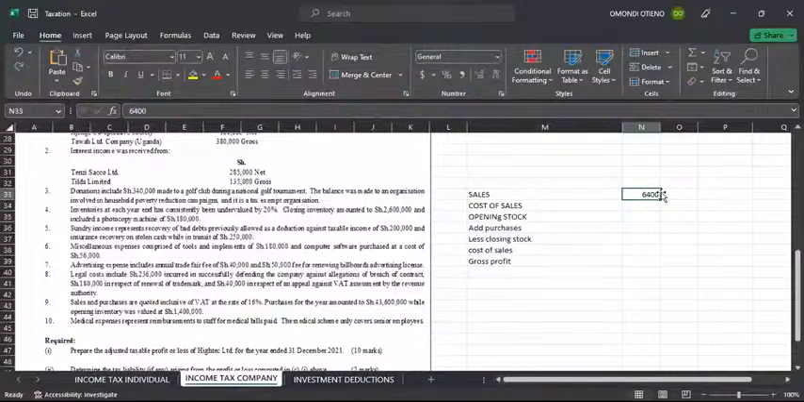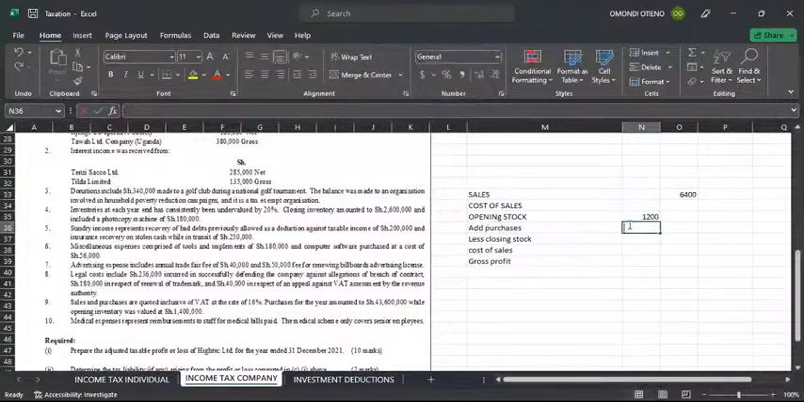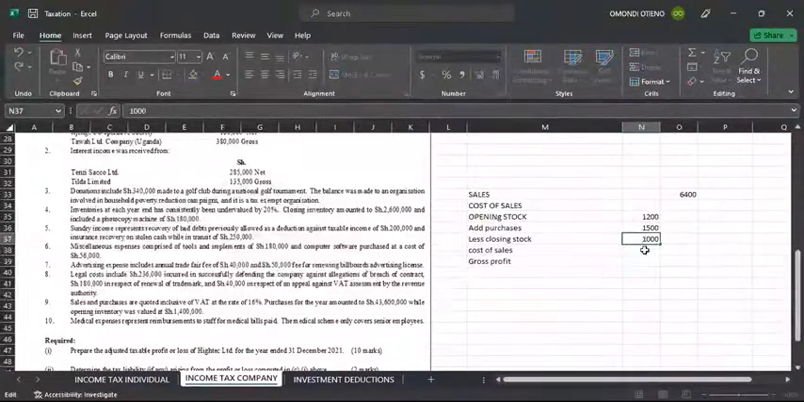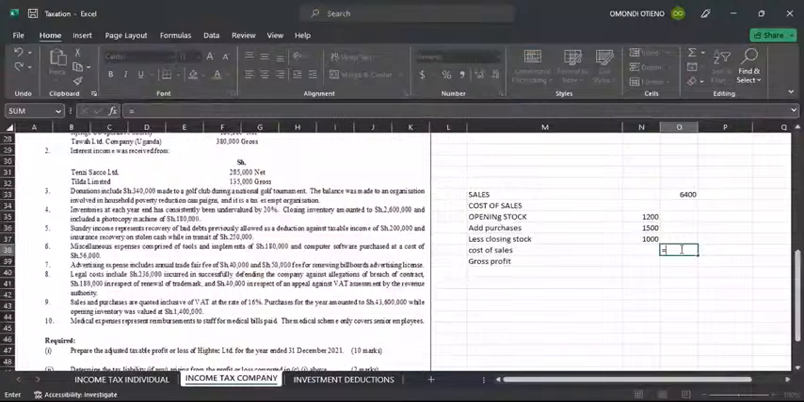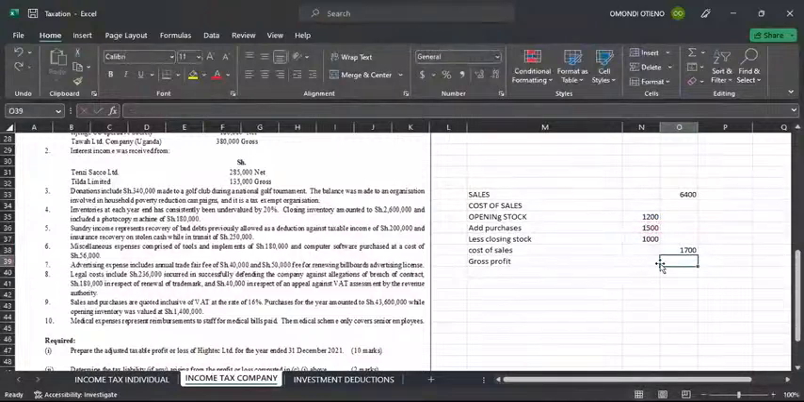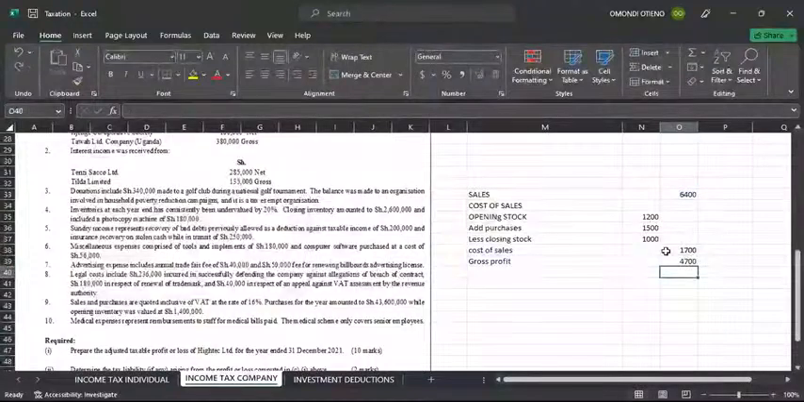So opening stock, let's say 1,200, add purchases of 1,500, less closing of 1,000 for us to get cost of sales. So cost of sales will be opening, add purchases, less closing. That is what we have. So gross profit will be equivalent to sales minus cost of sales.